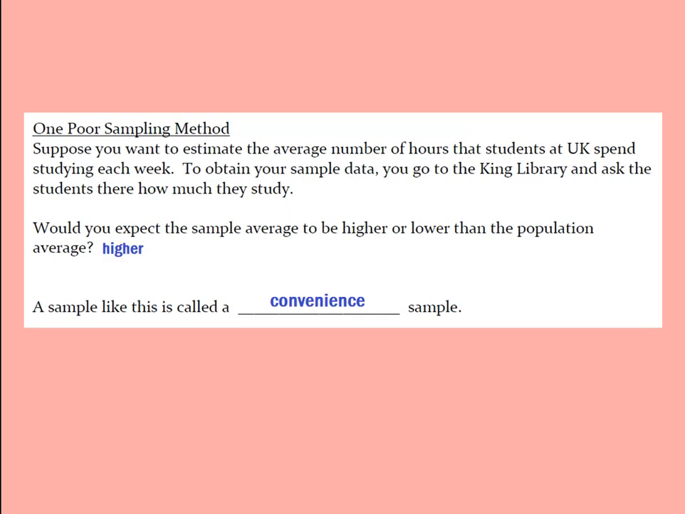And this is called a convenience sample because it's very convenient to collect sample data this way. Everyone who ends up in the sample is in one place. You're going to the King Library, ask the people who are already there how much they study, so you'd be able to collect the data really fast.